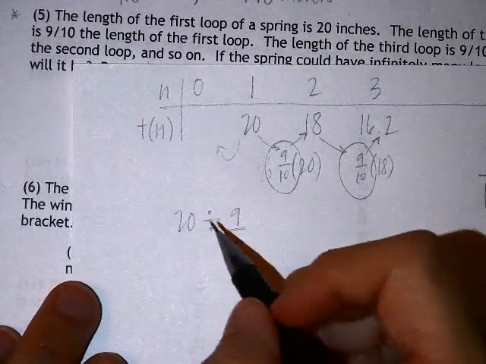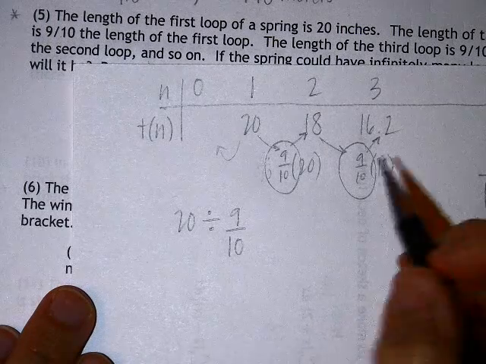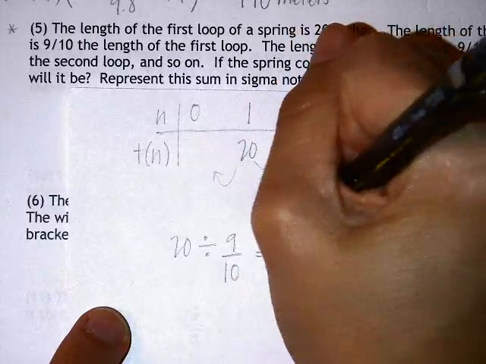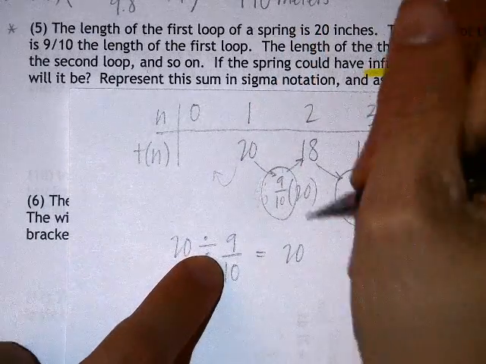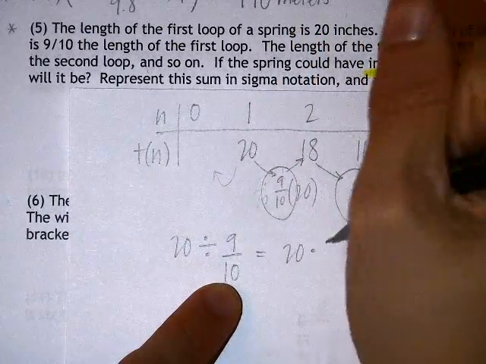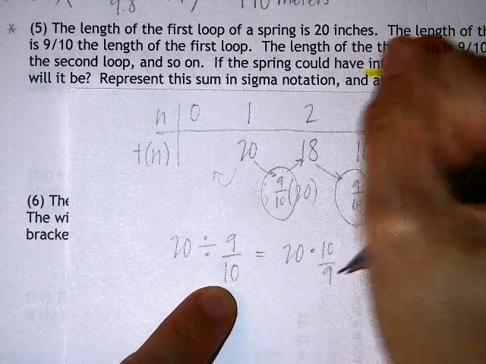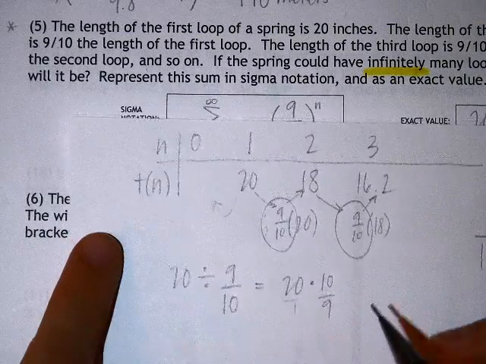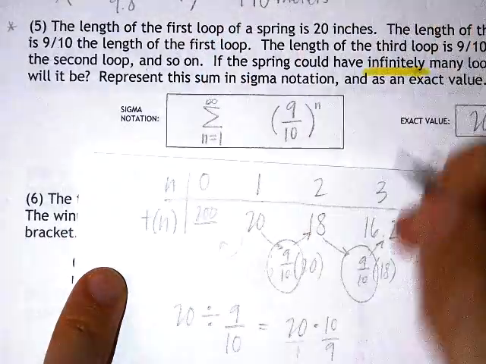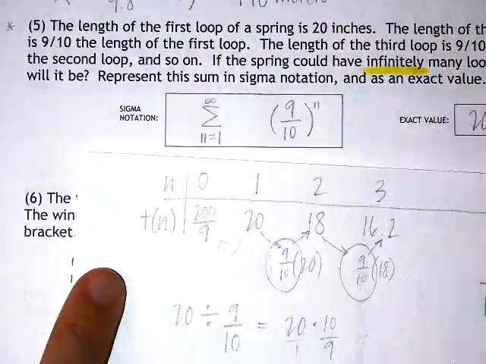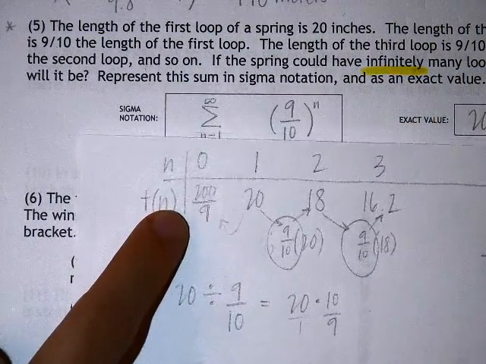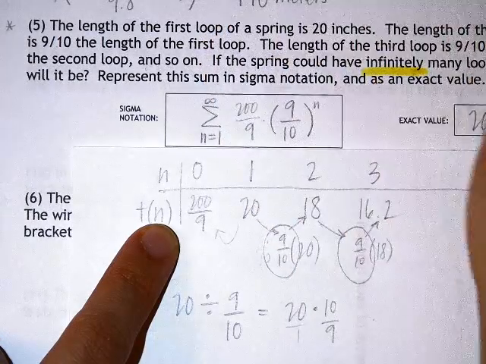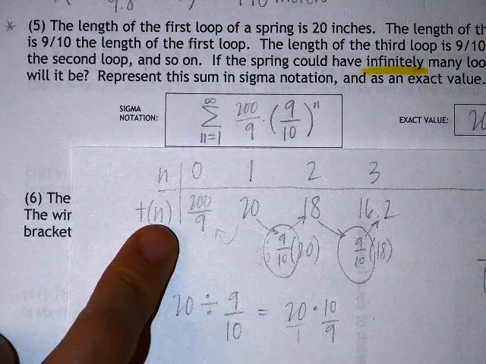Now the problem with this is I'm dividing by a fraction. But we've been dividing by a fraction a lot in this chapter, so I know how to deal with this. Let's do keep, change, flip. 20 times the reciprocal 10/9. That, if I multiply, would be 20 times 10, which is 200, over 1 times 9, which is 9, not reducible. So 200/9 must be my initial value, and 200/9 must be in that spot in the explicit expression.